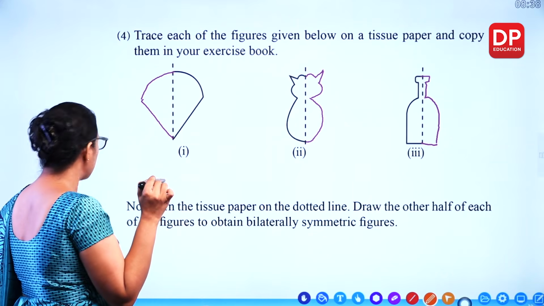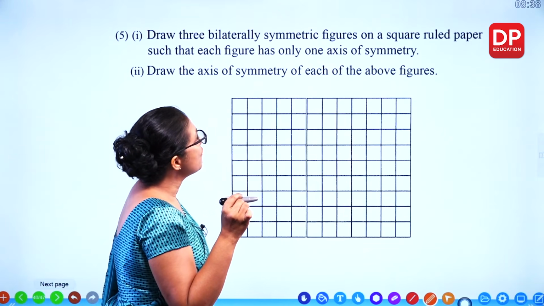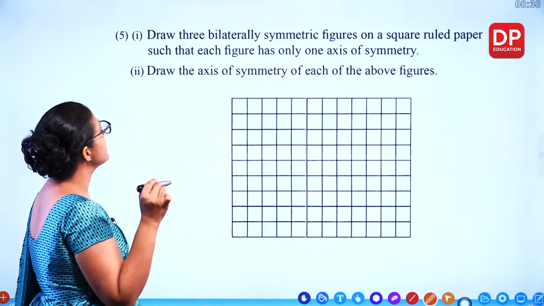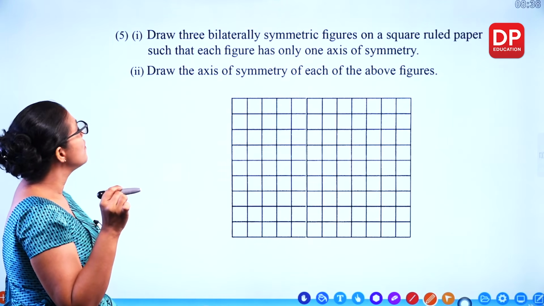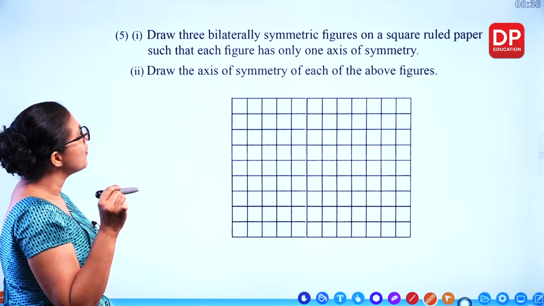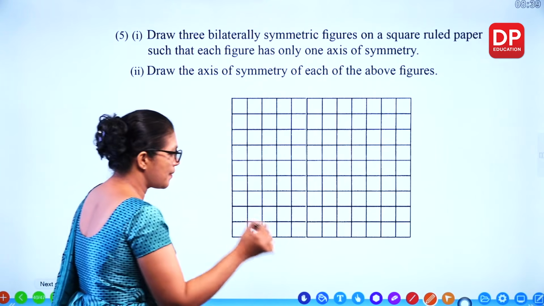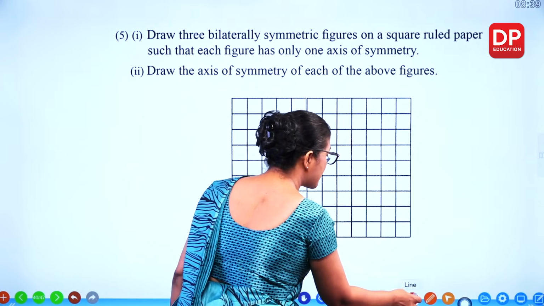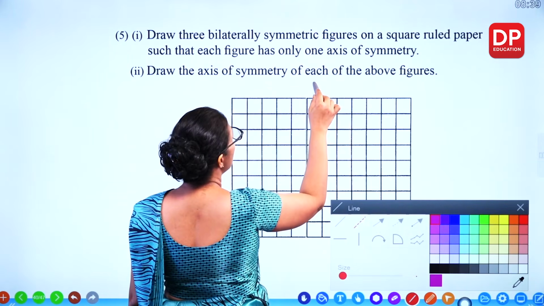And we'll take a look at the next one. Draw 3 bilaterally symmetric figures on square ruled paper such that each figure has only one axis of symmetry. Draw the axis of symmetry of each of the above figures. So first we'll draw the axis of symmetry and then try to complete the diagram.